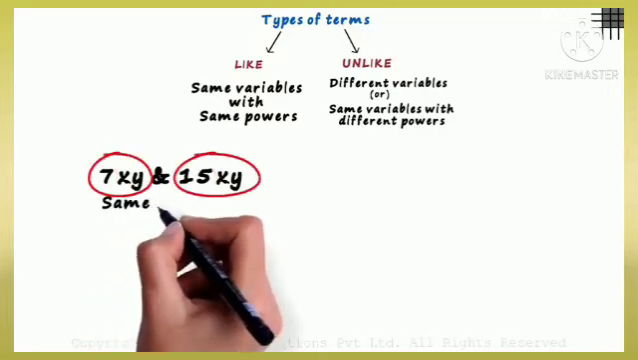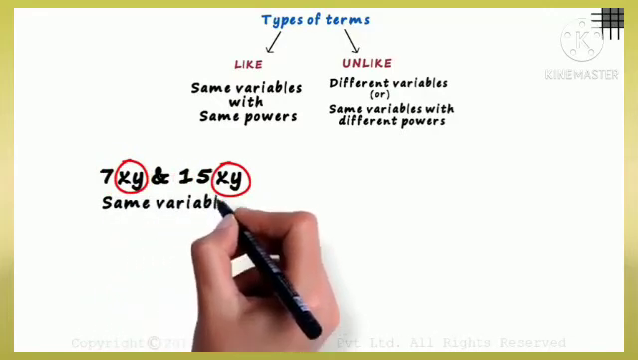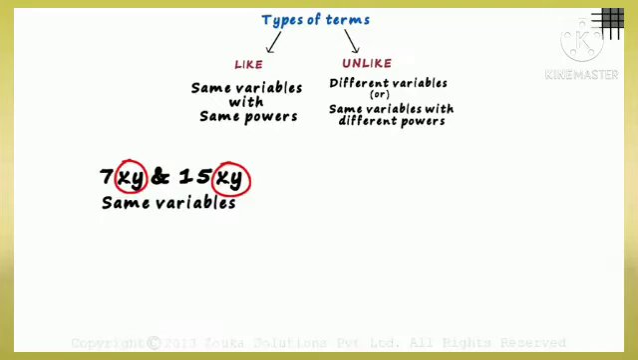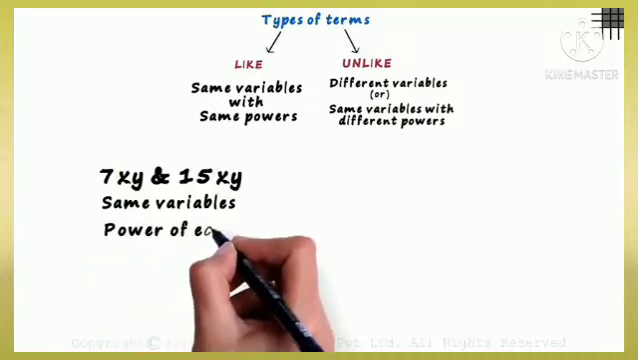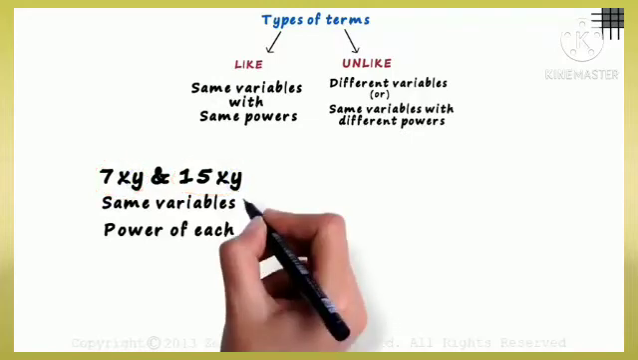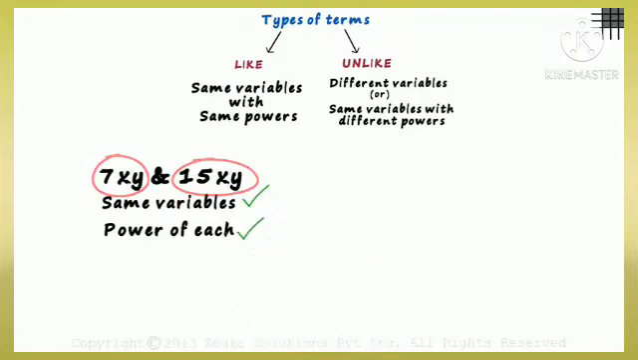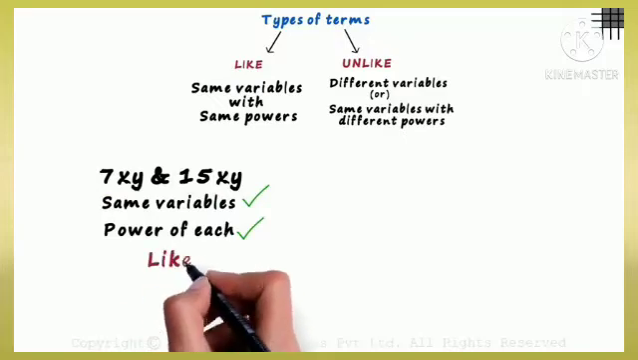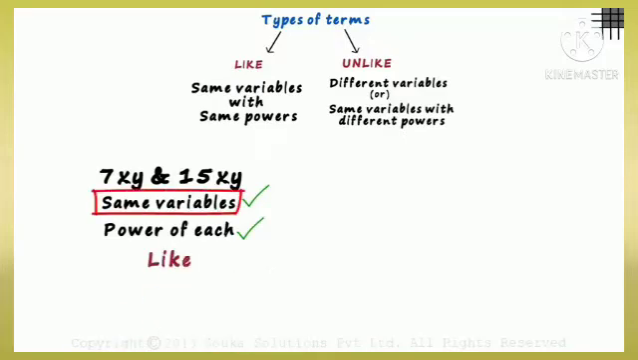Both these terms have the same variables, x and y. But that is not enough to tell us if they are like or unlike. The next thing we need to compare is the power of each variable. The powers of x are the same in each term, it's 1. And yes, the powers of y in each term is also 1. As both these conditions are satisfied, we can say that they are like terms. Same variables and same powers of each variable.